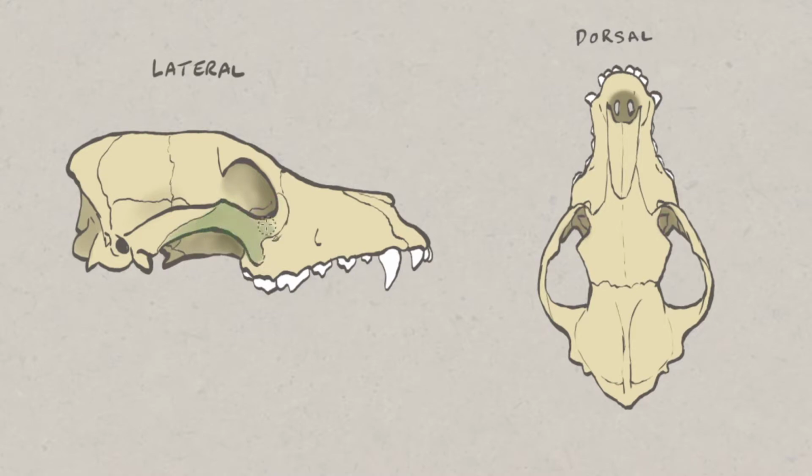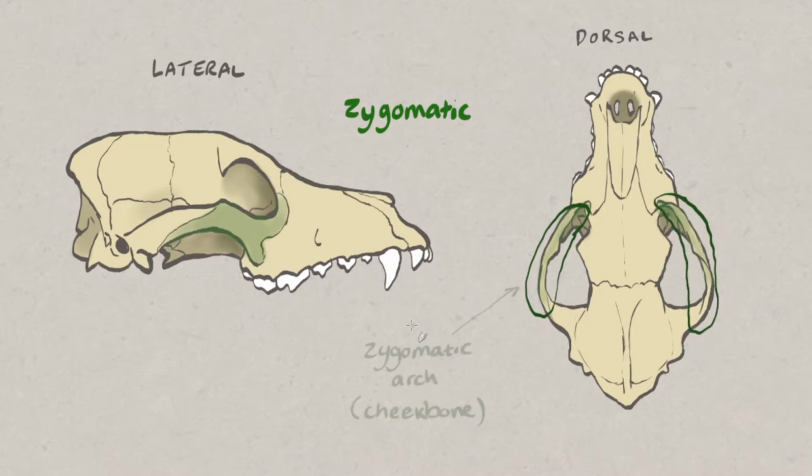Projecting laterally is the zygomatic arch, in humans colloquially known as the cheekbone. The zygomatic bone forms the most rostral part of this arch and the ventral part of the orbit, with the temporal bone making up the more caudal part. The zygomatic arch is the insertion or attachment point for the masseter muscle, one of the main muscles involved in mastication or chewing.